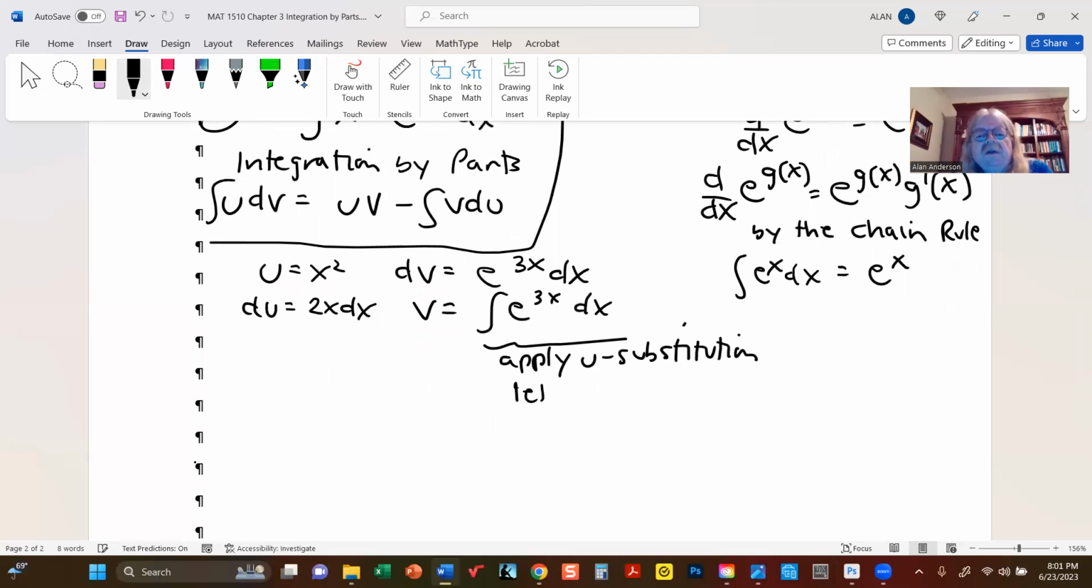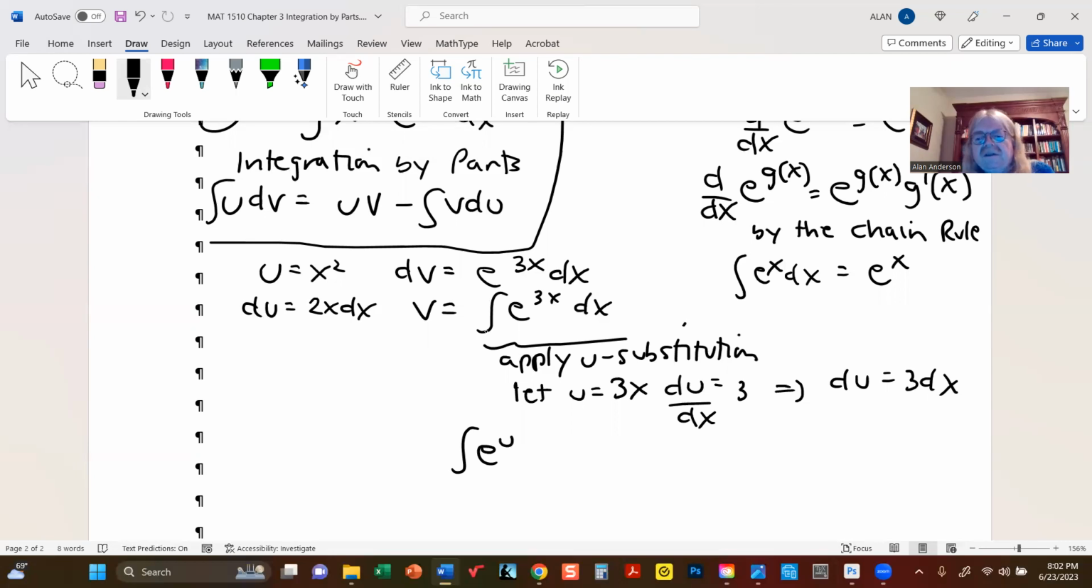Let u be e to the 3x. Oh, I'm sorry, no, it's just 3x. Then du dx would just be 3, and that implies that du is 3 dx. So how does that help us? Because now we have e to the u.